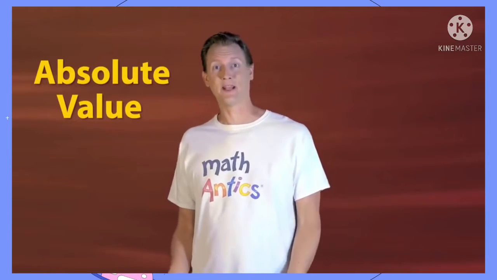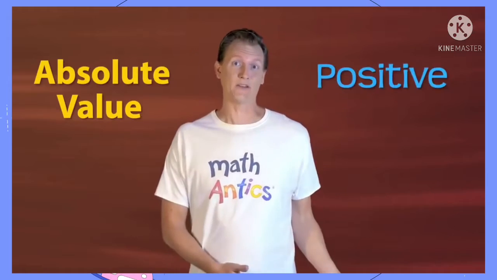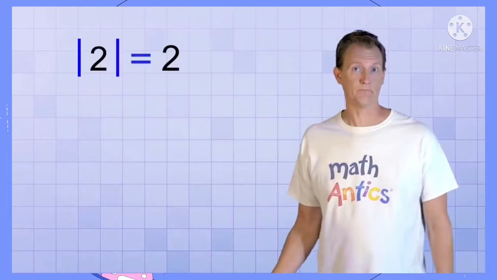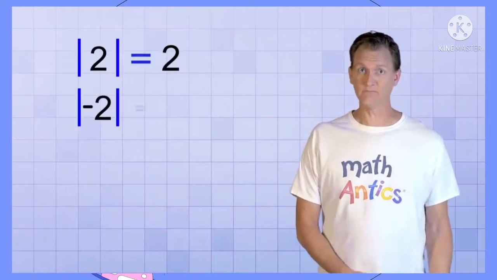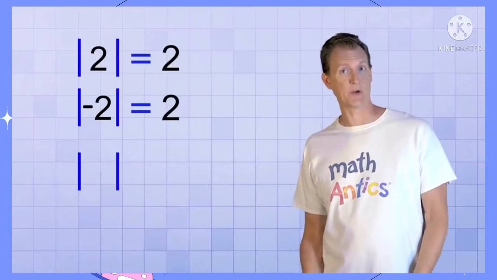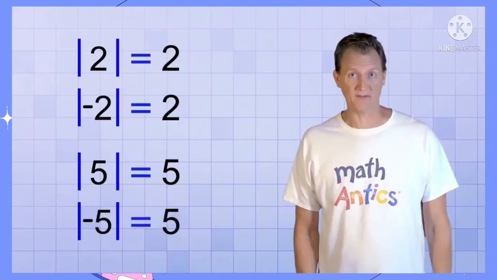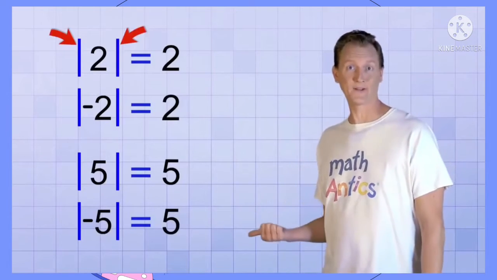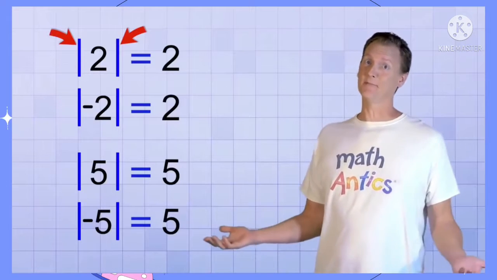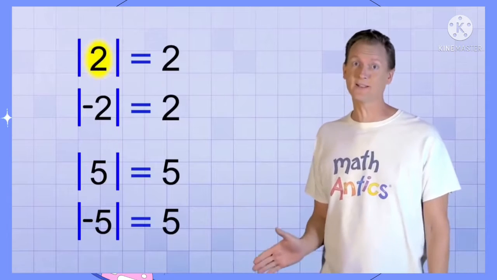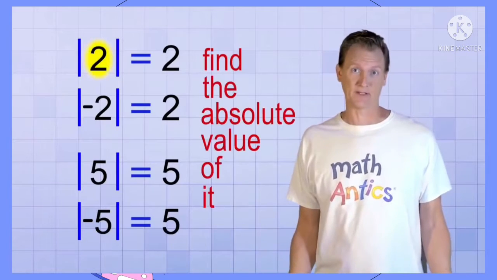It seemed like just a way to turn a negative number into a positive one. For example, the absolute value of 2 is 2, but the absolute value of negative 2 is also 2. The absolute value of 5 is 5, but the absolute value of negative 5 is also 5. See those vertical lines on either side of the numbers? That's the symbol used for absolute value. So when you see something in between those vertical lines, it means to find the absolute value of it.